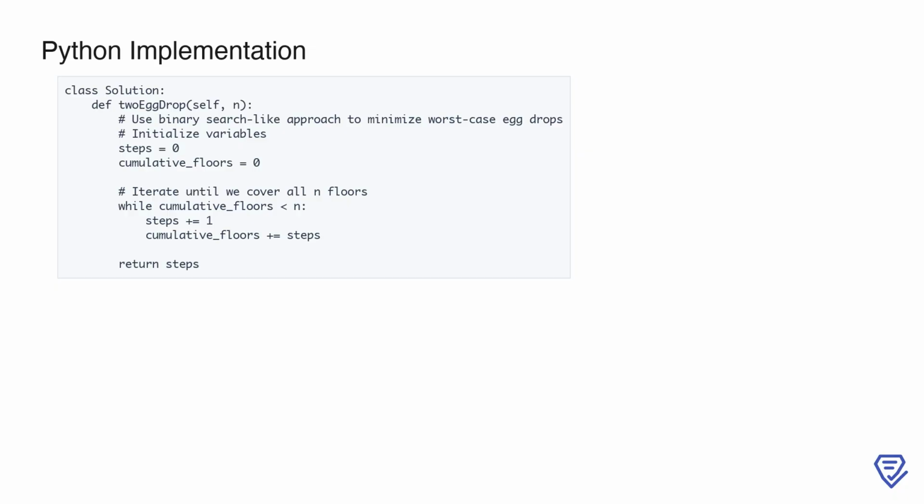Step 4, test the 10th floor, cumulative_floors equals 6 plus 4 equals 10. The loop stops, and the result is steps equals 4. This approach ensures optimality in terms of minimizing the worst case number of drops, as it uses the minimum number of tests required to cover all floors up to n.